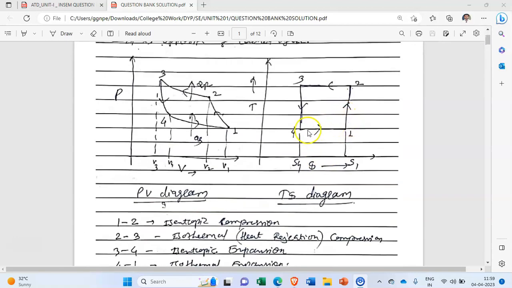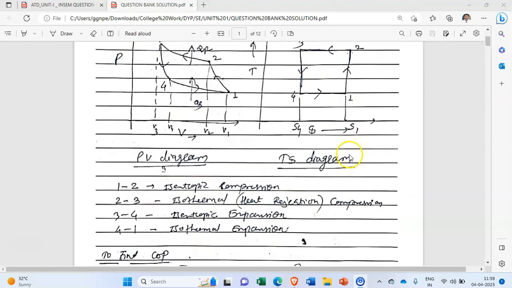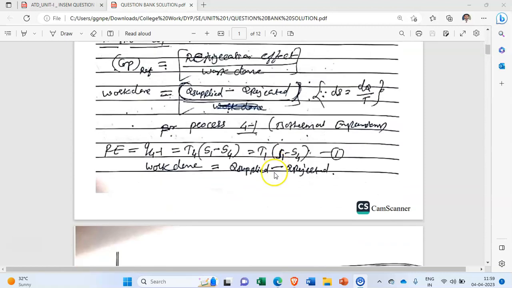Okay, S1 minus S4, or we can write T1 for T4. Also, if you see T1, S1 and S2 are the same, so in place of S1 we can write S2, and in place of S4 we can write S3. Okay, both are the same. And now, how to calculate work done?